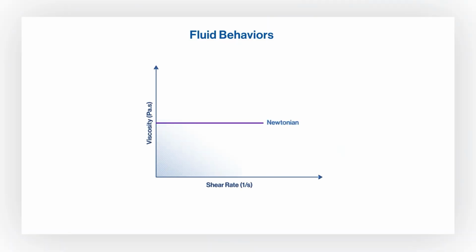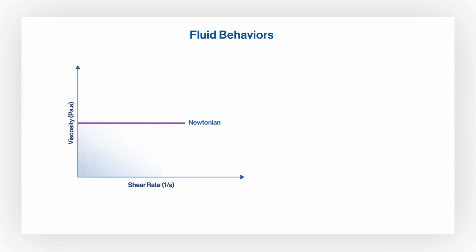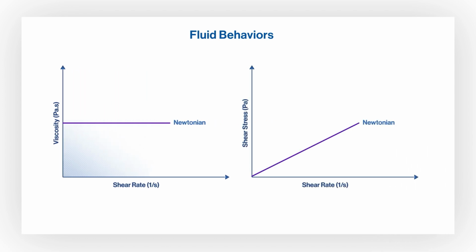Let's review the types of behavior we have just discussed. The purple line on the graph represents Newtonian behavior. The viscosity is independent of shear rate, and the ratio of shear stress to shear rate remains constant. Pseudoplastic behavior is seen as viscosity decreases with increasing shear rate. As the shear rate increases, the ratio of shear stress to shear rate is no longer constant. The shear stress begins to decrease with increasing shear.